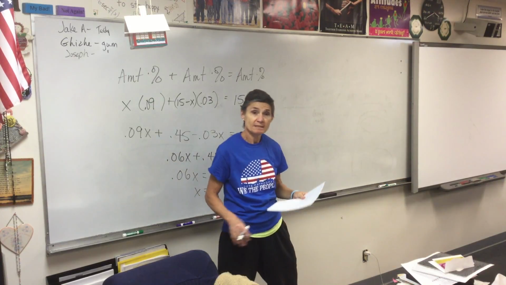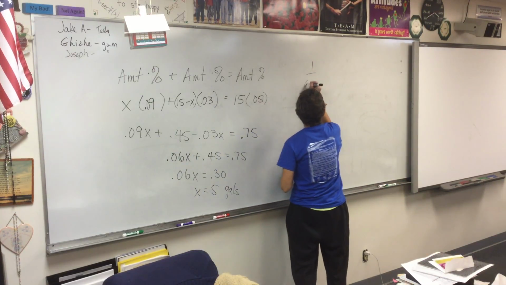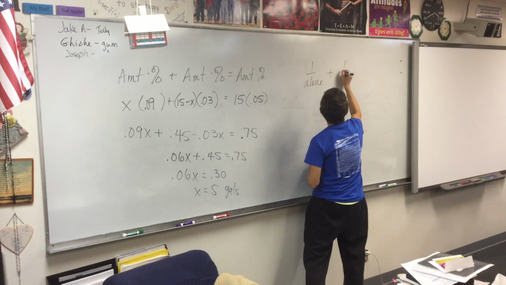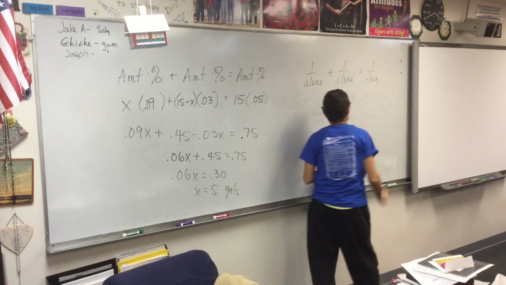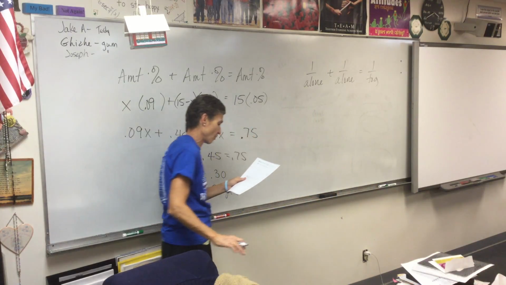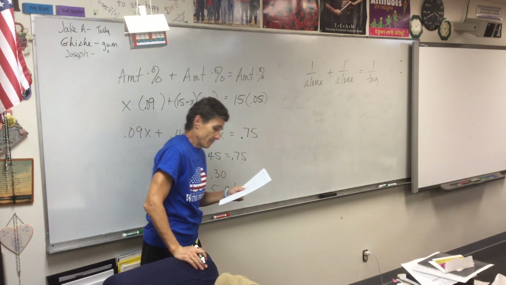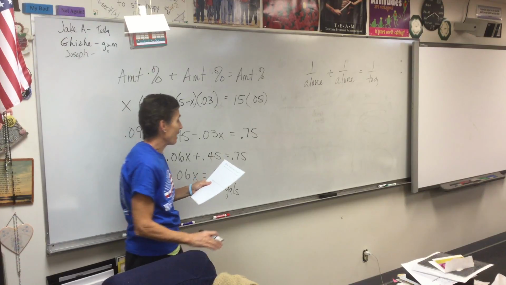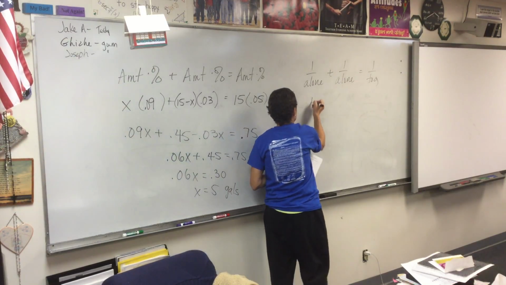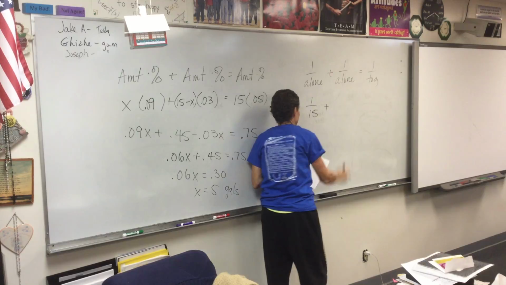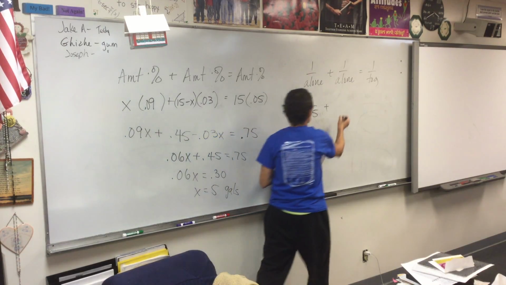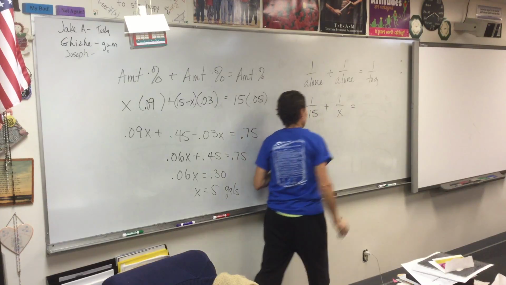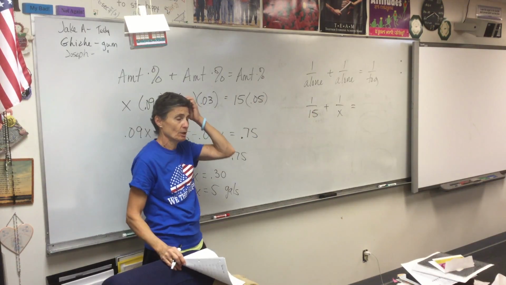One more, and this one is a work problem. So 1 over alone plus 1 over alone equals 1 over together. So here we go. Let's see what we can fill in. Will and Zane are painting a fence. It takes Will 15 hours alone. So Will is 15 hours alone. How long does it take Zane alone? So we'll let X be Zane's time alone.